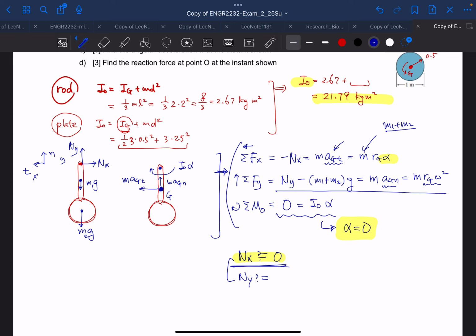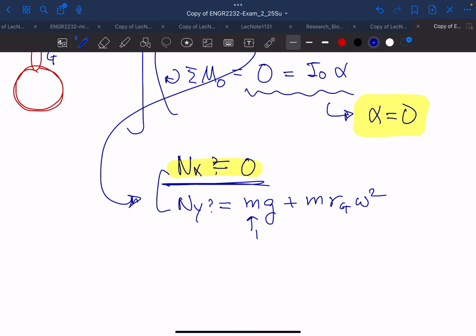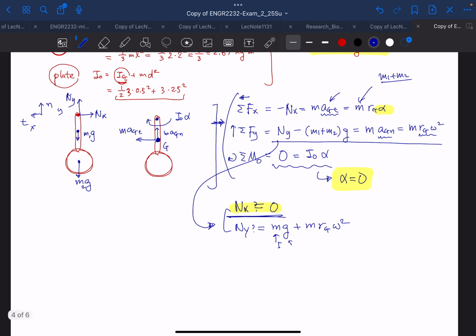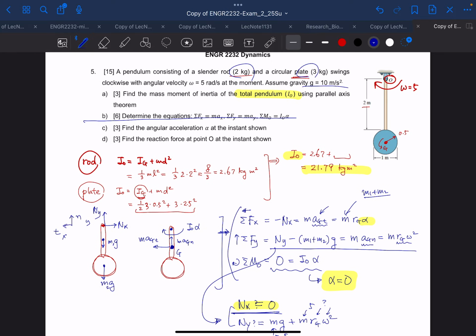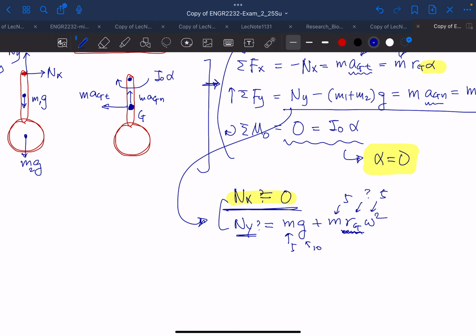And NY is mg plus mrg omega squared, right? M, we know it's the sum of those two masses, so it's 2 and 3, so total is 5. G is 10 or 9.8. It's 10 here, so we know it's 10. M, I know it's 5. RG, I don't know. Omega, it was given as 5. So RG is all we need to find out. If we know what this value is, then we can get this NY, right? Then we want to find out that RG value.